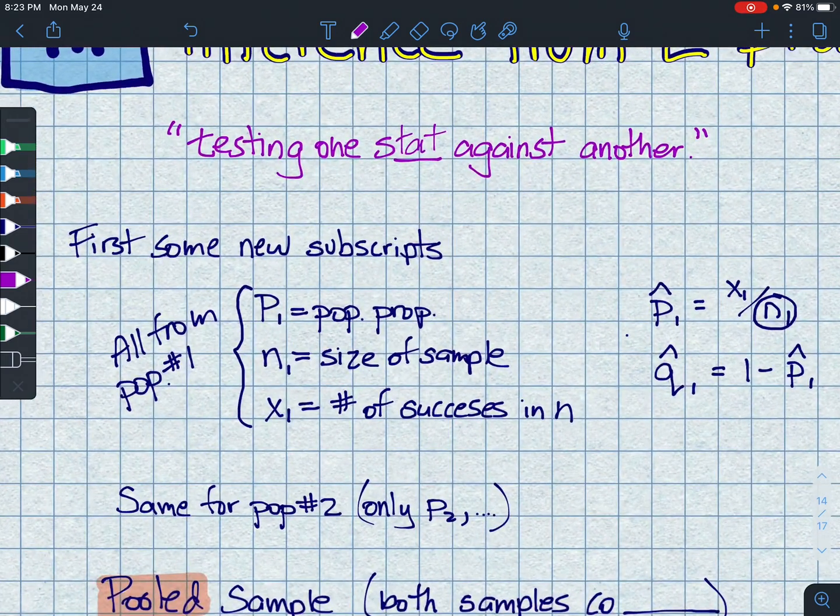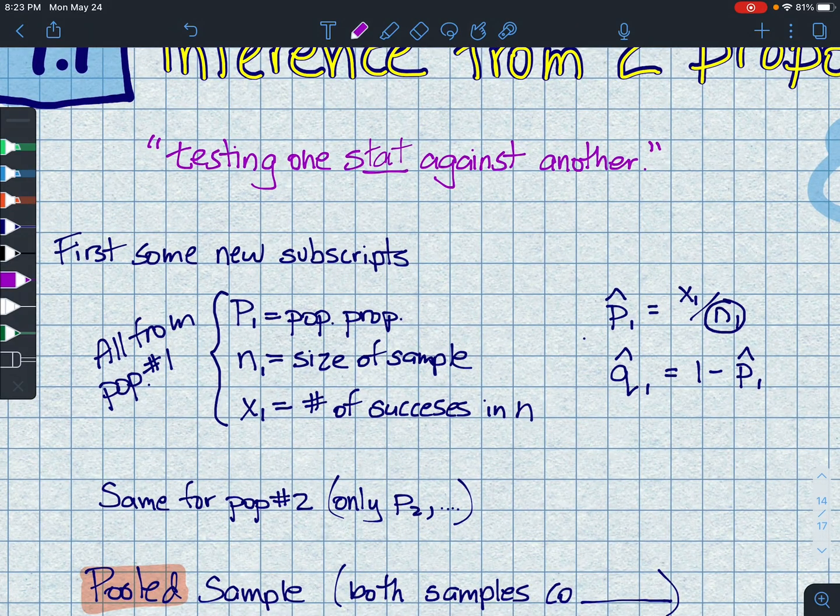But before we dive in too deep, a few new subscripts. Because we have two different proportions, we need to distinguish some of our variables. So you will notice that some of these have a little subscript on them. These are all from population 1, and likewise, the same goes for population 2.